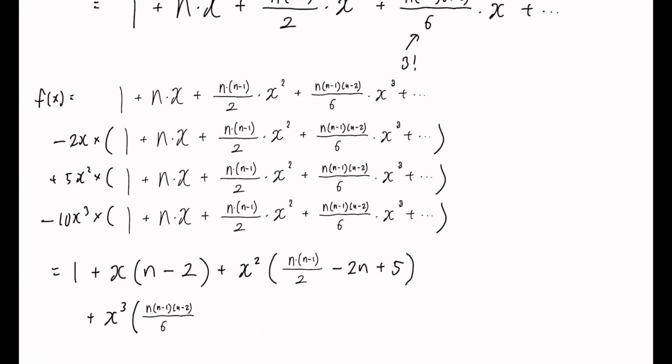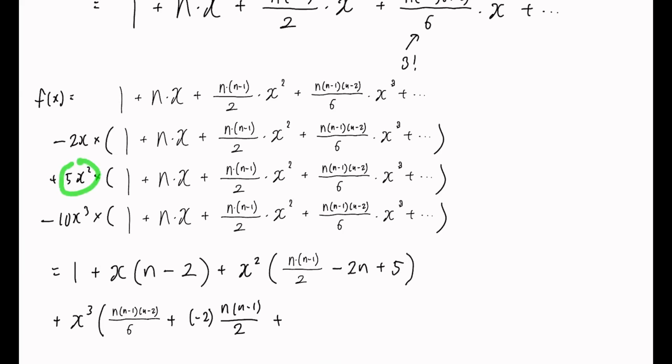Sorry, it's a bit messy. I'm going to put it at the bottom here to save space. Plus negative 2x multiplied by n times n minus 1 over 2 x squared. Plus, not done yet. X squared needs to multiply by x, so we get plus 5n, 5x squared times nx, 5n x cubed. Okay, next one, minus 10x cubed multiplied by a constant. That's the only one, so negative 10. Finally done. Plus dot dot dot.